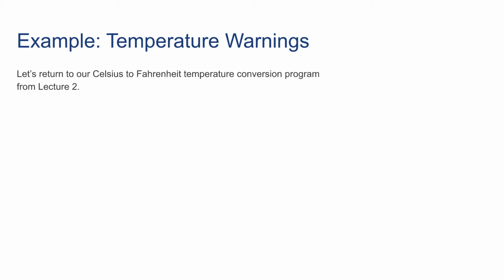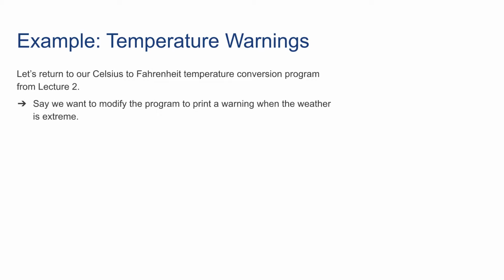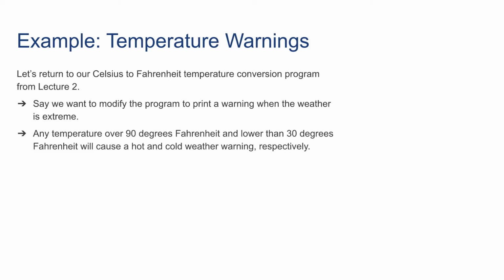In this video, we're going back to our temperature convert program from lecture 2. And let's say we want to modify the program to print a warning when the weather is extreme. Meaning that any temperature over 90 degrees Fahrenheit and lower than 30 degrees Fahrenheit will cause a hot and cold weather warning respectively.